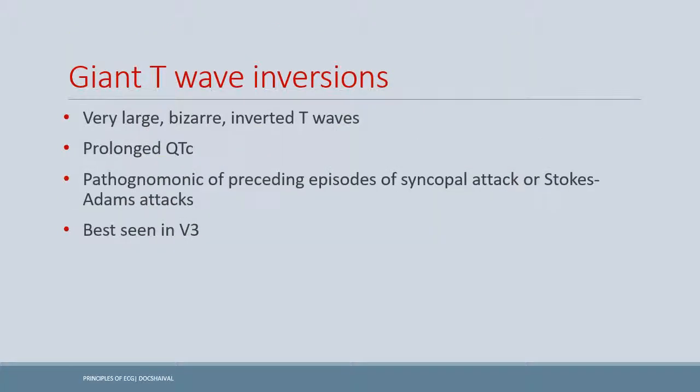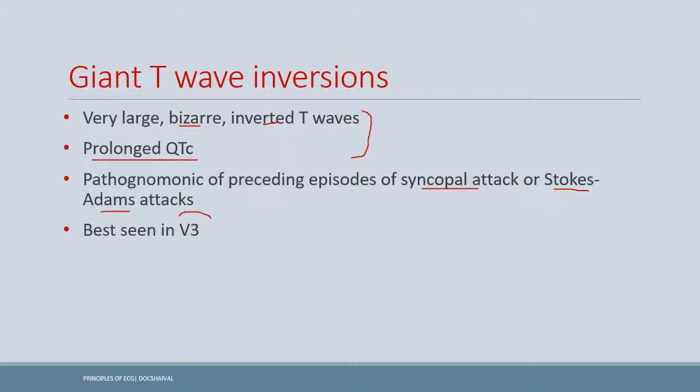Now, a feature of the Stokes Adams syndrome or other syncopal attacks is the giant T wave inversion. These are very large, bizarre inverted T waves, and they have a prolonged QTc interval. Now, what is the QT interval? The QT interval is the interval between the beginning of the QRS complex and the end of the T wave. And as you can imagine, it is the phase of ventricular systole and repolarization. So any pathologies that occur in the ventricular conducting system would ultimately lead to a giant T wave that would lead to syncope. So these two are the features in the syncopal attacks, and also in the Stokes Adams syndrome, as we have discussed in a previous slide.